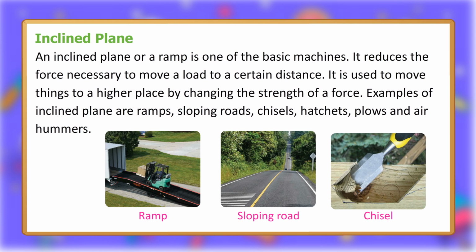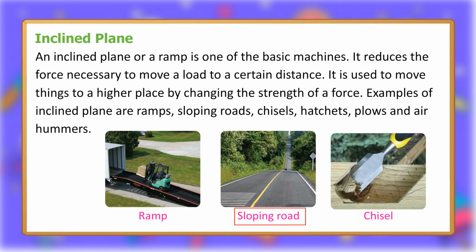Inclined plane. An inclined plane or a ramp is one of the basic machines. It reduces the force necessary to move a load over a certain distance. It is used to move things to a higher place by changing the strength of a force. Examples of inclined planes are ramps, sloping roads, chisels, hatchets, plows and air hammers.